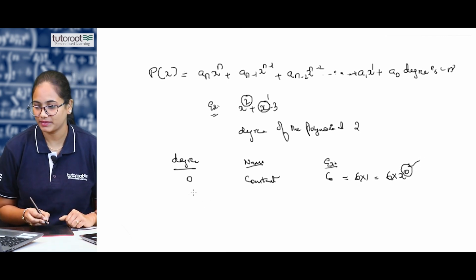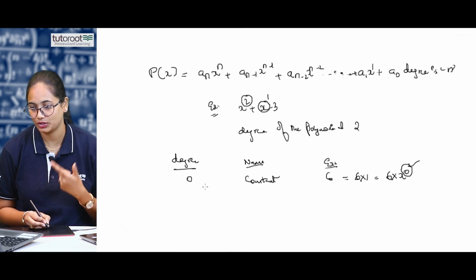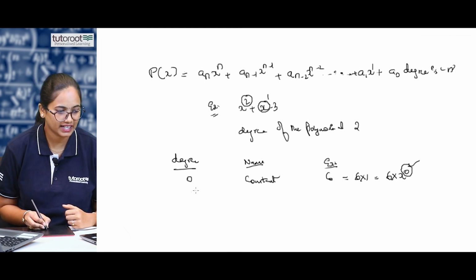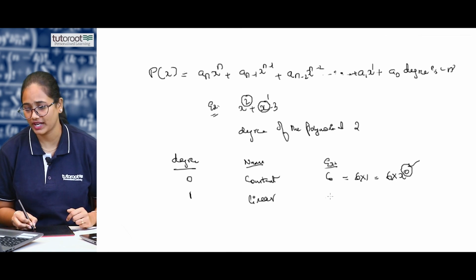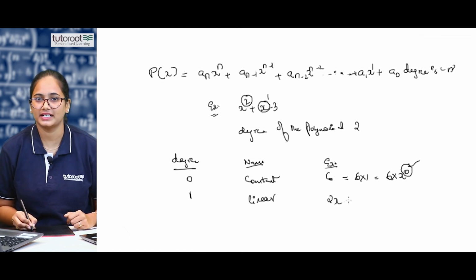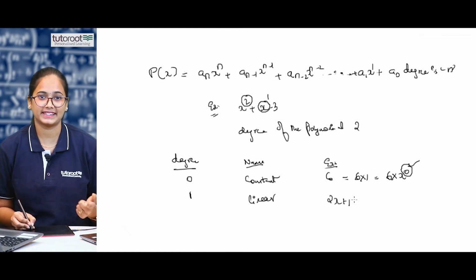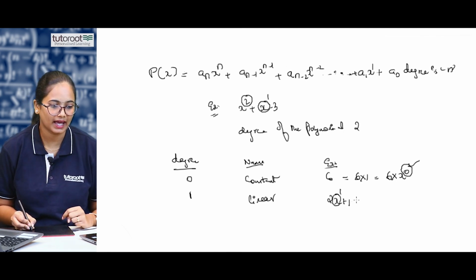And the second term is 2x plus 1, right? So the degree is 1 and it is known as linear, because we have the example 2x plus 1, where the degree of x is 1 and the degree of 1 is 0. Here the degree of x is 1 and the degree of 1 is 0. So that's the reason it is 1.